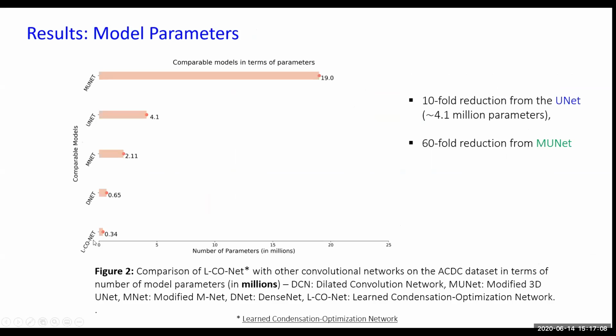Our proposed model runs on the ACDC dataset using 50% of the memory requirement of DenseNet and a 60-fold reduction in memory from the MUNet architecture.